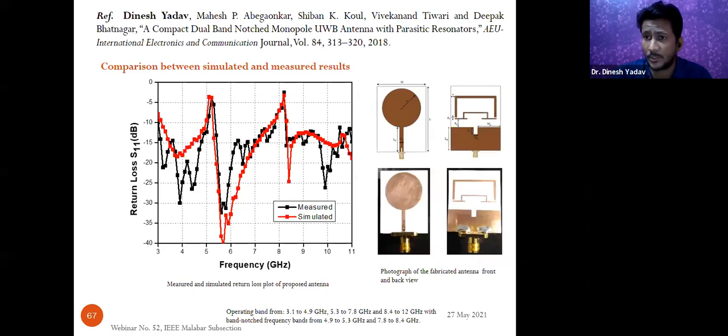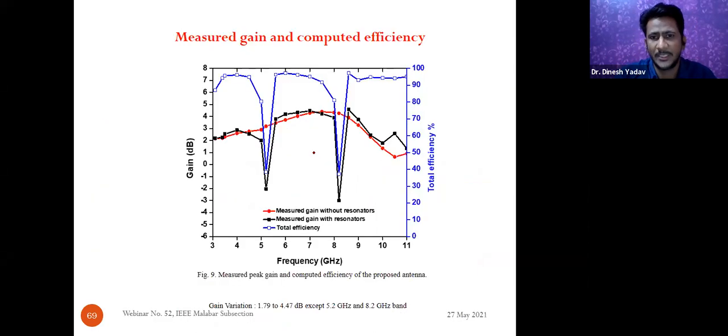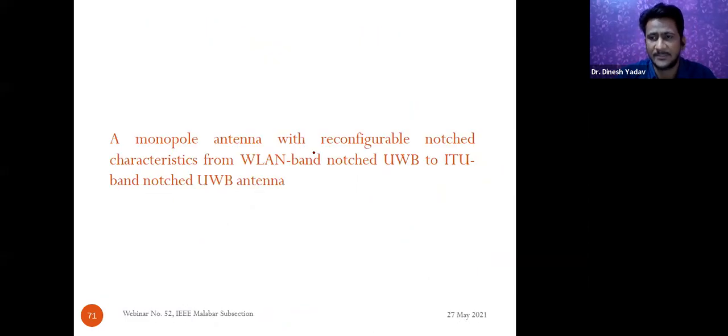Now what is our next expectation and what is our main objective in designing this antenna? This is the basic antenna. One time I can get this notch band, and a second time I can get that notch band. These are the characteristics. This has been done with reconfigurability, so we use a reconfigurable antenna for that. I am skipping these analyses.